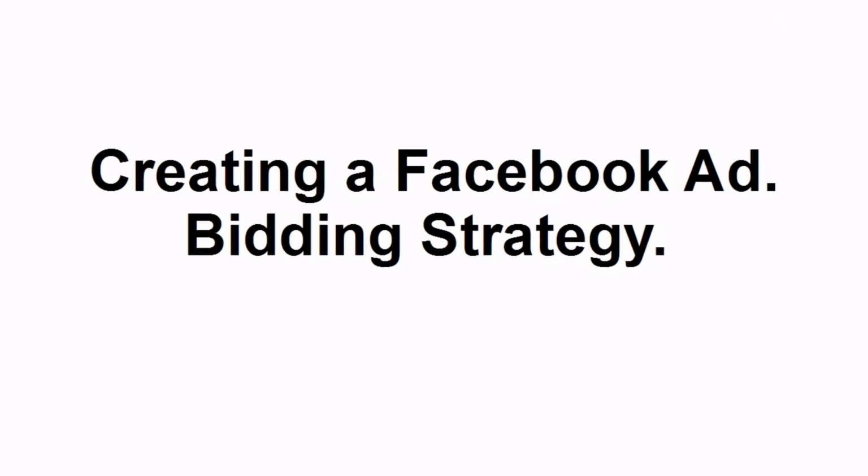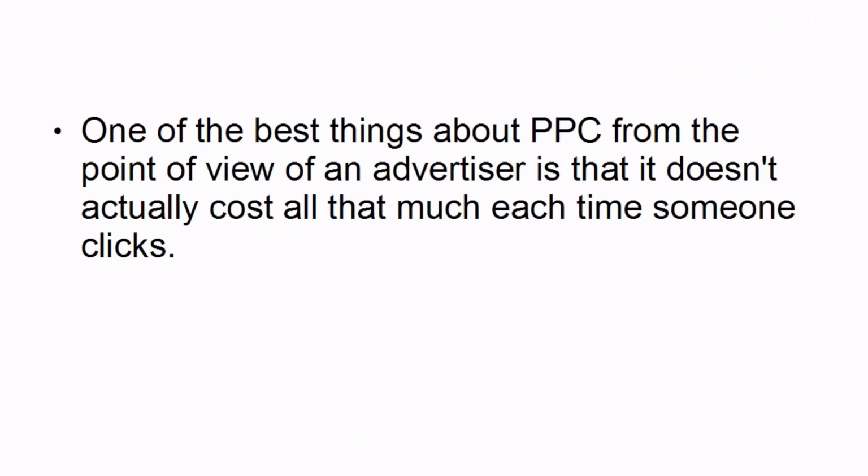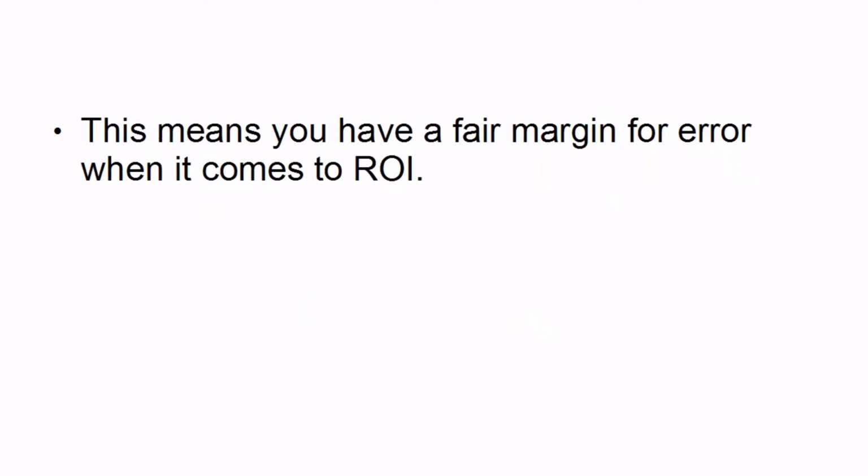Creating a cost-effective Facebook ad bidding strategy is incredibly important. Getting it wrong could leave you seriously out of pocket. One of the best things about PPC from the point of view of an advertiser is that it doesn't actually cost all that much each time someone clicks. As a rule, you generally pay only a few cents and up to, maybe $5 for clicks. And this means you have a fair margin for error when it comes to ROI, or return on investment.